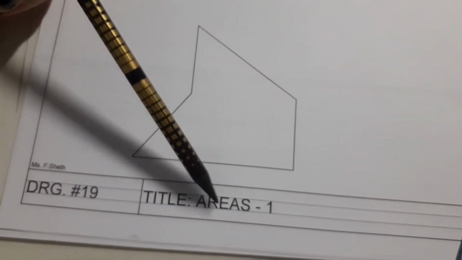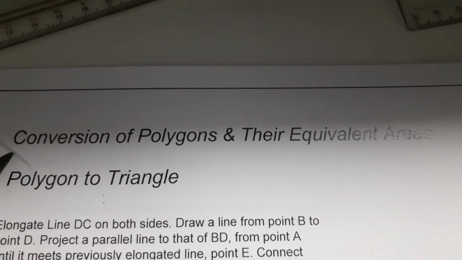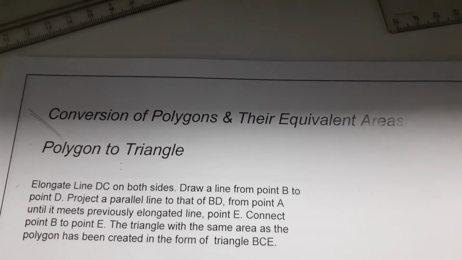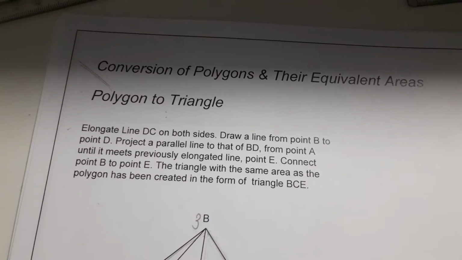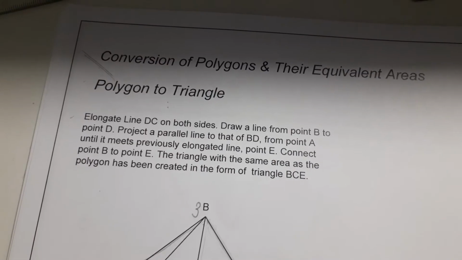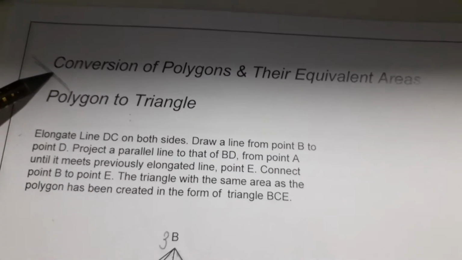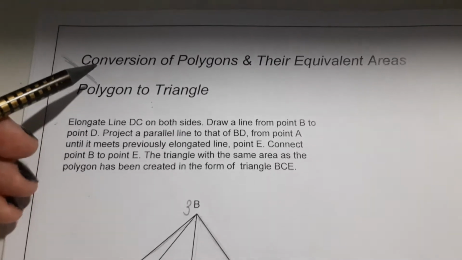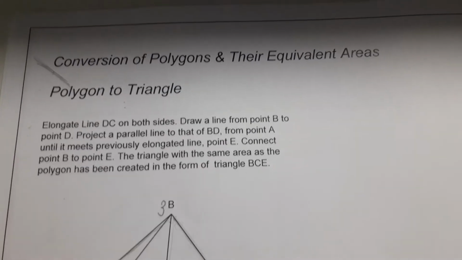Okay guys, so this topic is called areas. Now areas is split up into two. We have the conversion of polygons and their equivalent areas, and we have another area where we guess the area basically of a figure. So let's start with this one. Conversion of polygons and their equivalent areas, which means that I'm going to transfer the polygon into a square whilst keeping the same area throughout.